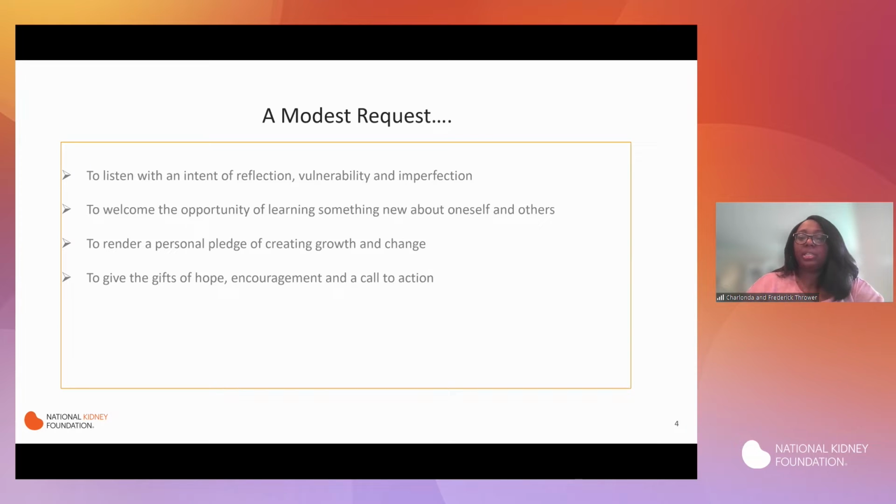That's why I love the National Kidney Foundation so much. Not only will they offer sessions like this, but we all do work that is very near and dear to our hearts. Being able to learn something new about those that we serve is important. Also, render a personal pledge of creating where growth and change can happen for yourself. I promise you we'll do the same for ourselves as well. And then also give the gifts of hope, encouragement, and a call to action, because nothing changes if action is not behind it.